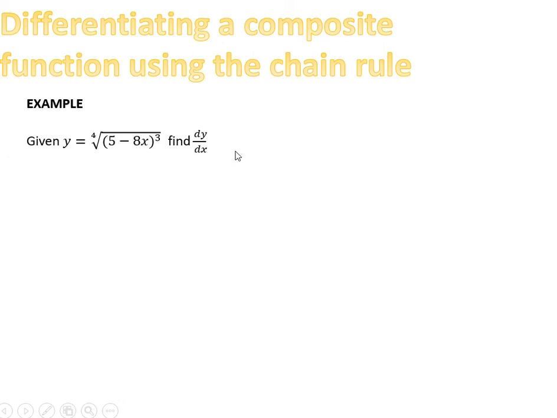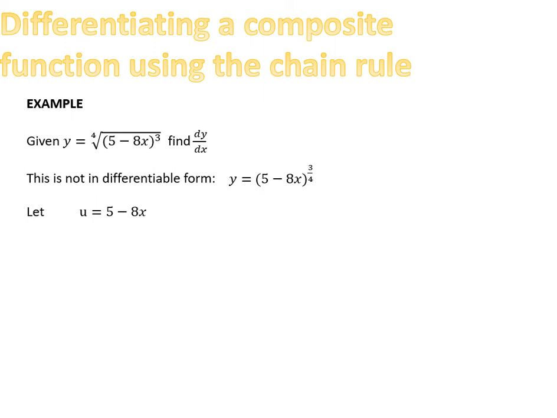Okay. Right, so a slightly different example for you now. y equals the fourth root of (5 minus 8x) to the power of 3. Right, the point in this one is it's not in differentiable form. So we change it into differentiable form first. So that's (5 minus 8x) to the power of 3 over 4. Okay, right. Let u equal 5 minus 8x. So take the bit in the brackets out and let u equal that. Before we differentiate, we'll say that y equals u to the power of 3 over 4.